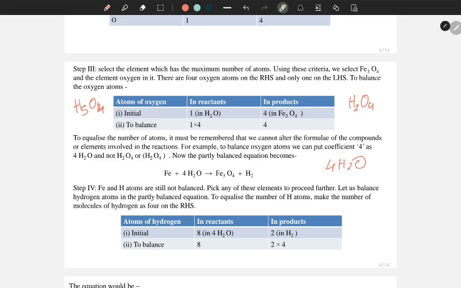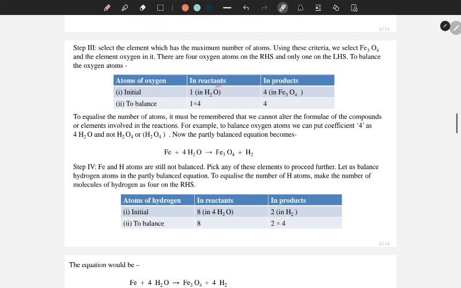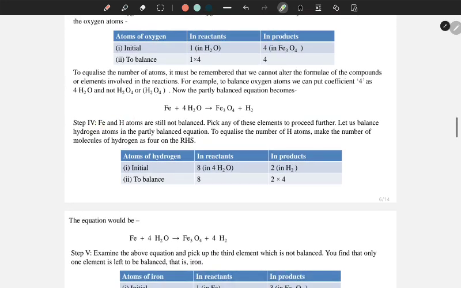Okay, so now let's get to the fourth step, let's see the balanced equation. We balanced oxygen, right? So we add 4 here to balance the number of oxygen. Now the partly balanced equation becomes iron plus 4H2O gives Fe3O4 plus H2, right? So here the number of oxygen is 4 and here also 4. So now oxygen is balanced. Now let's get to the next step.